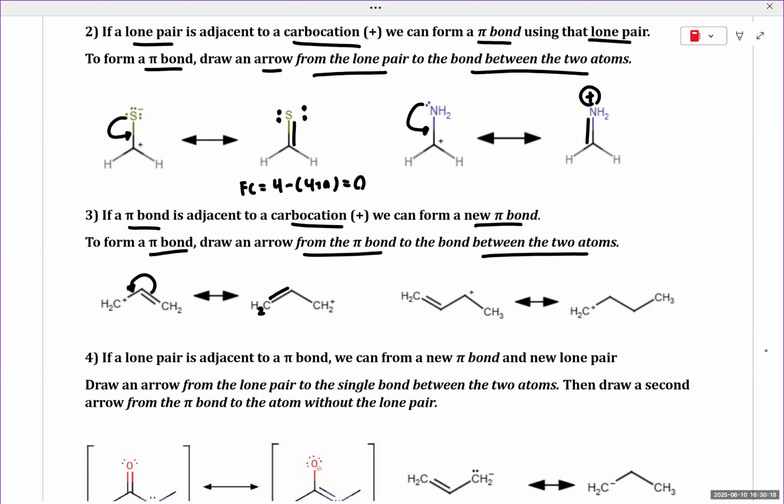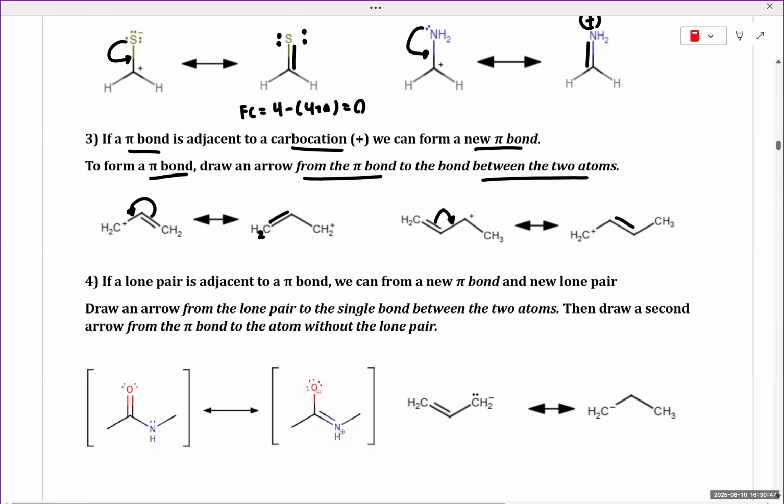So let's practice this with another example. So in this case, we have a carbocation here and a pi bond adjacent. So we can redistribute our pi bond to generate a new double bond, a new pi bond, and a new carbocation. For those wondering, what about the geometry of that pi bond? You can draw either geometry. This double bond can be either cis or trans.